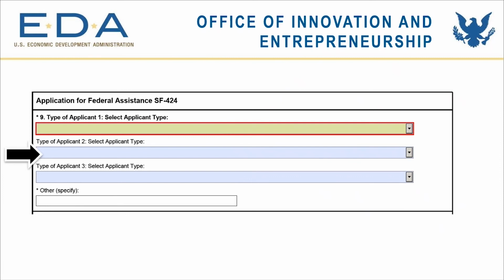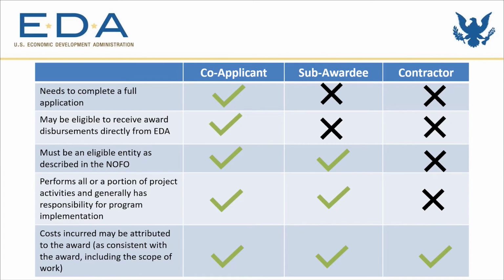Co-applicants do have to fill out their own SF424 form, and on their forms, they would name the primary applicant in this space. To clarify, here's a quick checkbox showing the difference between funded project partners. Keep in mind, co-applicants are seen as equally responsible for program metrics.